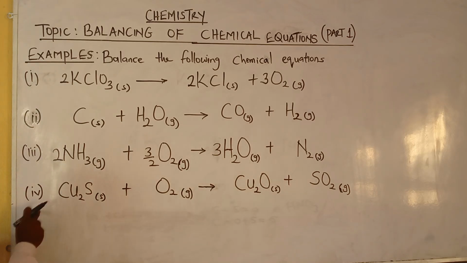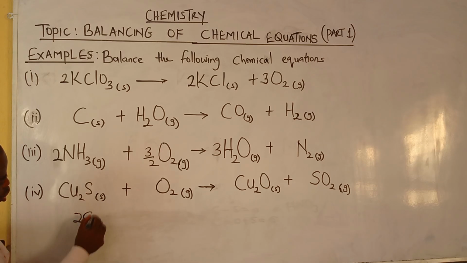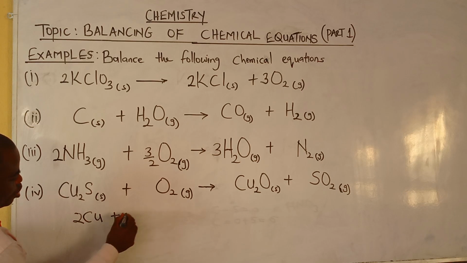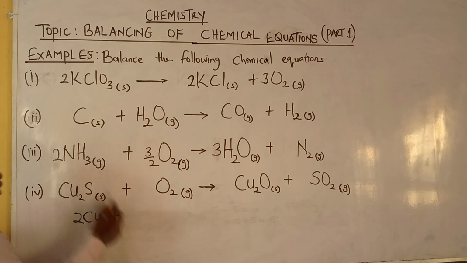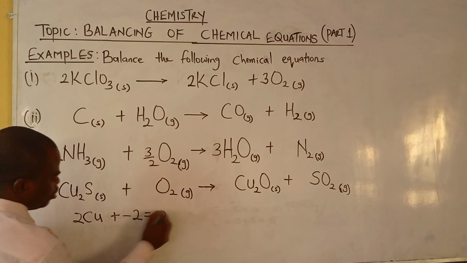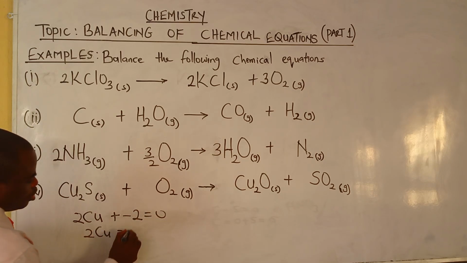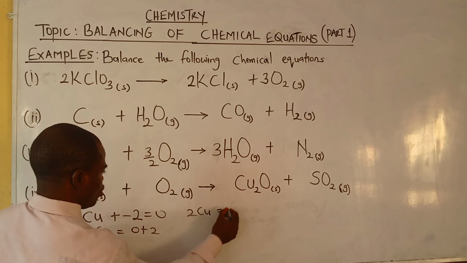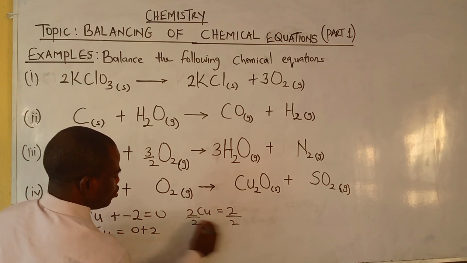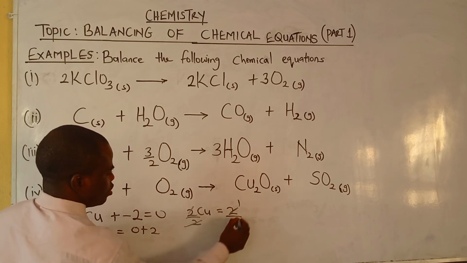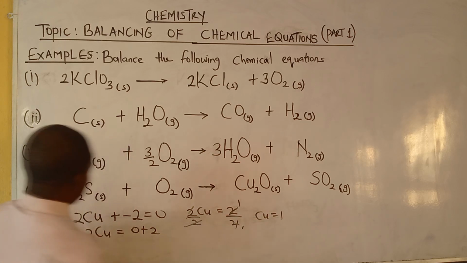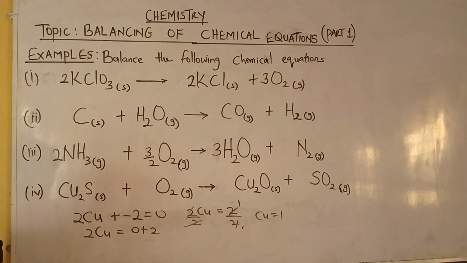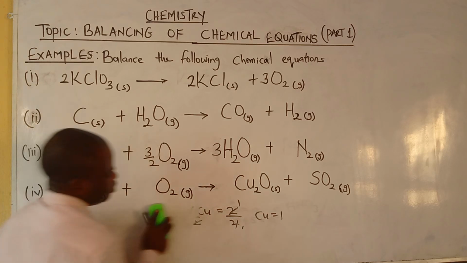Let's come to the fourth one, copper 1 sulfide. How do you know it's copper 1 sulfide? It's 2Cu plus the ion on this, minus 2 on sulfur, equals 0. 2Cu equals 0 plus 2. 2Cu equals 2. Divide by 2, divide by 2. Cu equals 1. That's copper 1 sulfide.